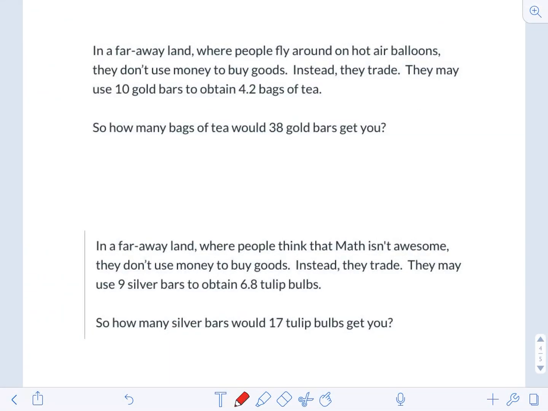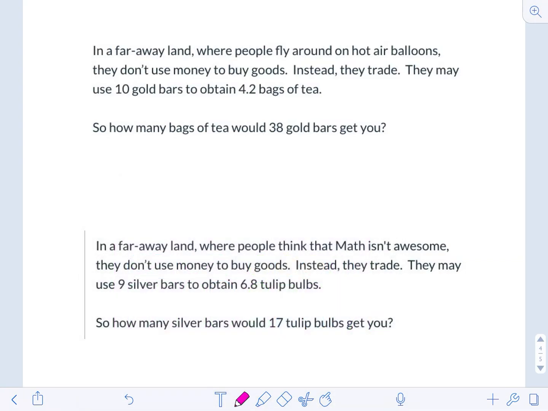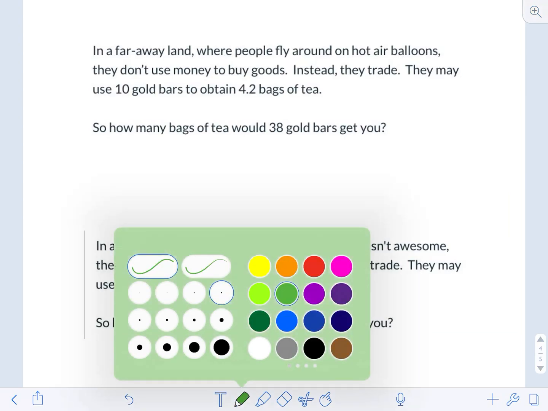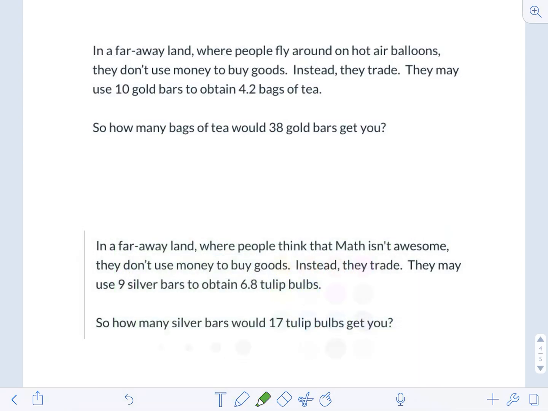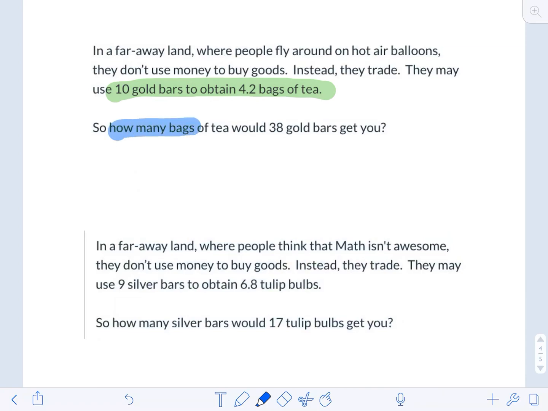Hey, so now we have the hardest kind of conversion. That's when there's no ones. But we follow the same steps. It says in a faraway land where people fly around on hot air balloons, they don't use money to buy goods. Instead, they trade. They may use 10 gold bars to obtain 4.2 bags of tea. So the question is, how many bags of tea would 38 gold bars get you?